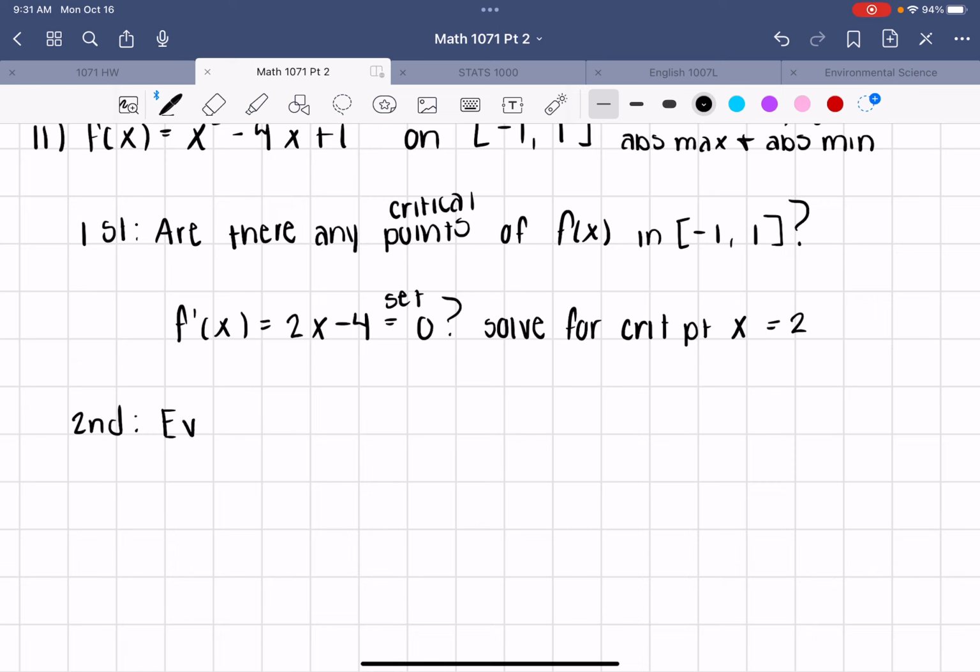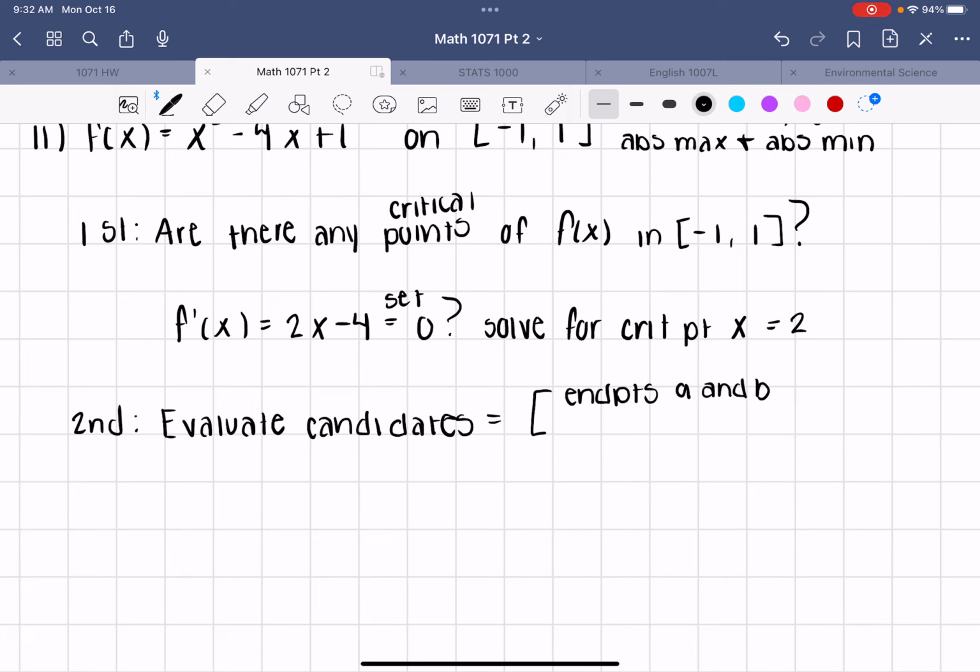Is that 1 plus 4 plus 1? Did you get 6? And now f of 1, 1 squared minus 4 times 1 plus 1. Did you get 1 plus 1 is 2 minus 4 is -2? And so there you go. Here you have an absolute max of 6 at x equals -1. And you have an absolute minimum of -2 at x equals 1.